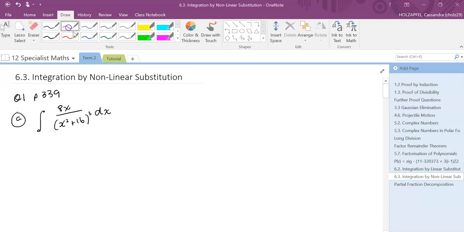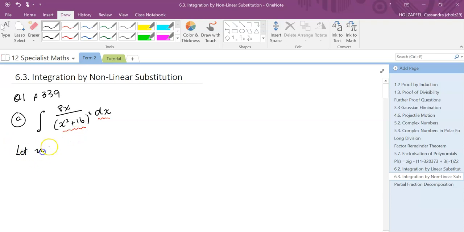We're still going to focus on making sure that we're letting this inside function equal to u, and we're going to substitute u into here. And then we're also going to find du and substitute in terms of dx. So then we can integrate with respect to u rather than integrating with respect to x. So this is a little bit more complicated because, as you can probably guess, the derivative of this inside function is not going to be a constant. It's going to be another variable. All right, so let's get started.